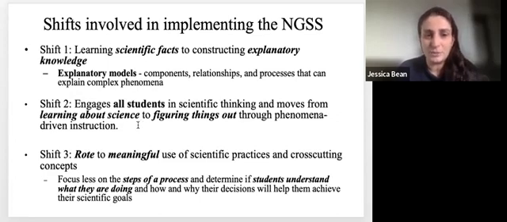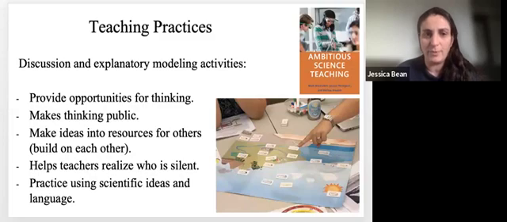The second shift is really about engaging all students in scientific thinking. So again, using those science and engineering practices and moving from just learning about science to figuring things out, right? So that they're doing their own thinking and processing. And finally, from rote to meaningful use of scientific practices. So the students really understand why they're doing what they're doing and how it actually furthers their own thinking and their scientific goals.